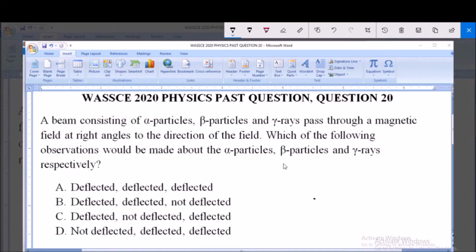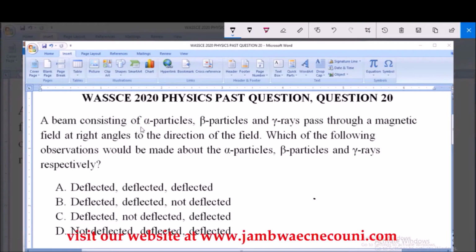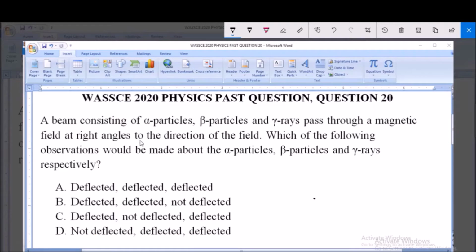Now, the question says a beam consisting of alpha particle, beta particle, and gamma rays pass through a magnetic field at right angle to the direction of the field. Now, let's take for instance, we have a bar magnet. This is a bar magnet producing the magnetic field, and this is the north pole and this is the south pole, and we have a radiation consisting of these three, that is the alpha particle, the beta particle and the gamma rays.